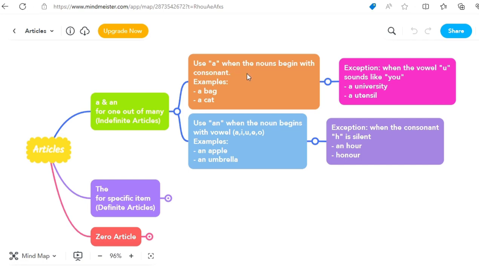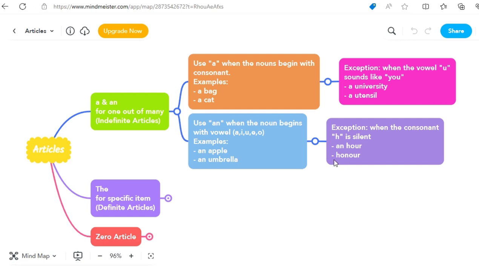We use a when the noun begins with a consonant. The consonant that I mean here is how it is pronounced. So it's not about how it's written, but we are talking about the beginning of the sound when the word is pronounced. For example, a bag. Bag starts with a b sound, so it's a consonant. That's why we use a as the article.